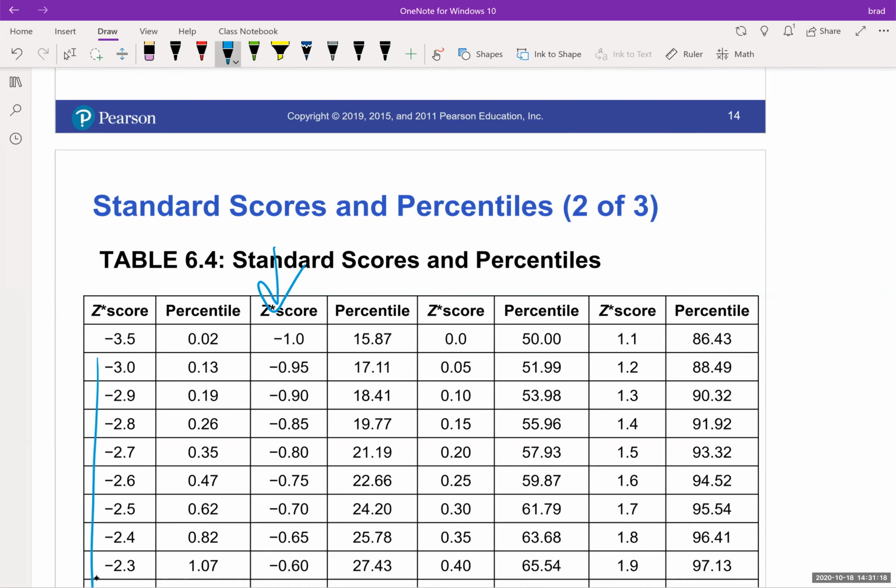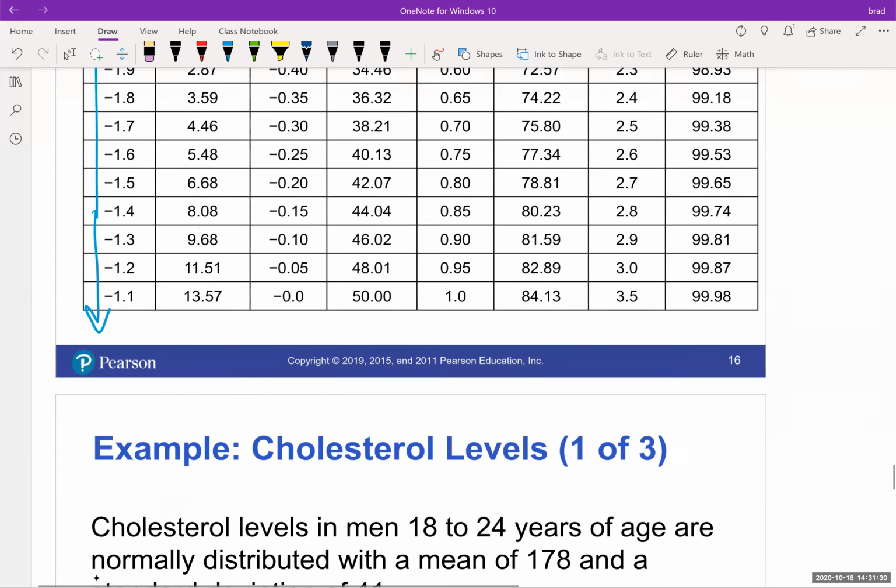Now these are called the percentiles, but they're actually 0.1587 or 0.1711. They're actually decimals, but you could think of it as a percentage as well. So here's how we can use it. Let's take a look at this.